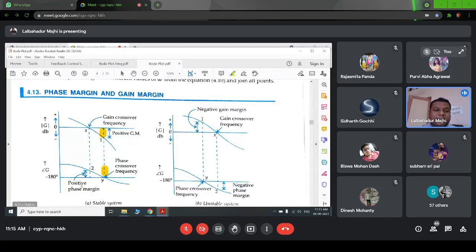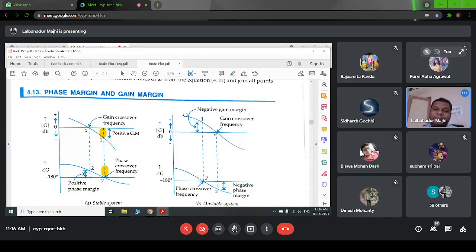And similarly the phase margin is calculated at gain crossover frequency. This is our gain crossover frequency. So we have to draw this line up to this minus 180 degree line. Okay. So now this will be the additional phase lag, right? Because this phase margin, by definition, is the amount of additional phase lag that is required to bring the system to the verge of instability. So this is the amount of additional phase lag that we are adding to our system. So this will be our positive phase margin.